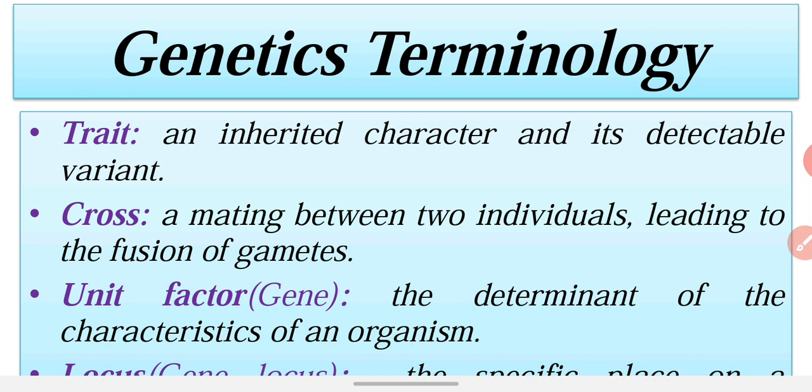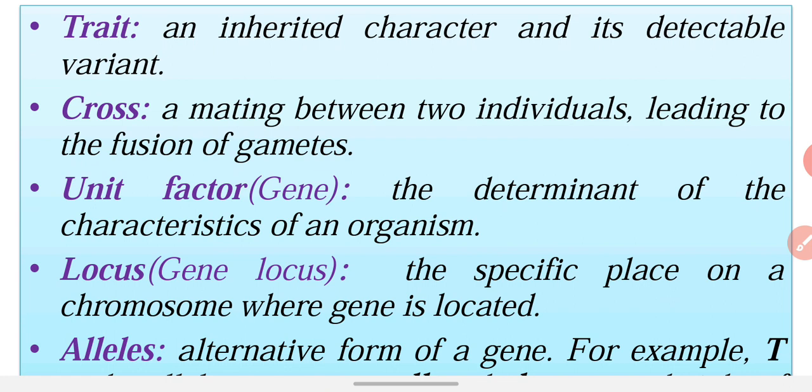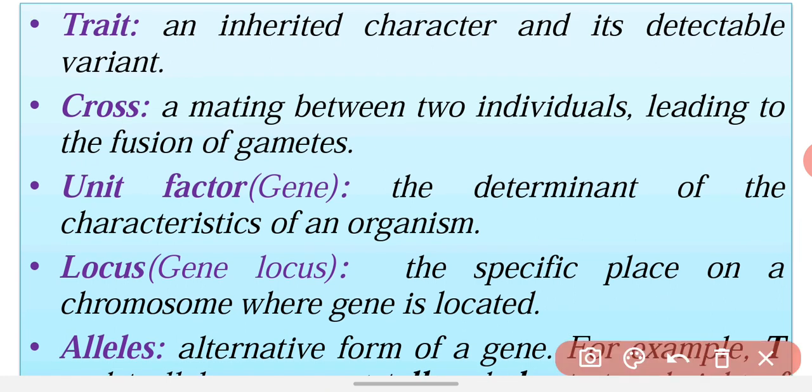In this slide, I will discuss genetics terminology. There are some genetics terms which are very useful in genetics. First one is the trait, an inherited character that is a detectable variant. That means those characters which are transferred from parent to the daughter generation and are responsible for the variation in the daughter generation.